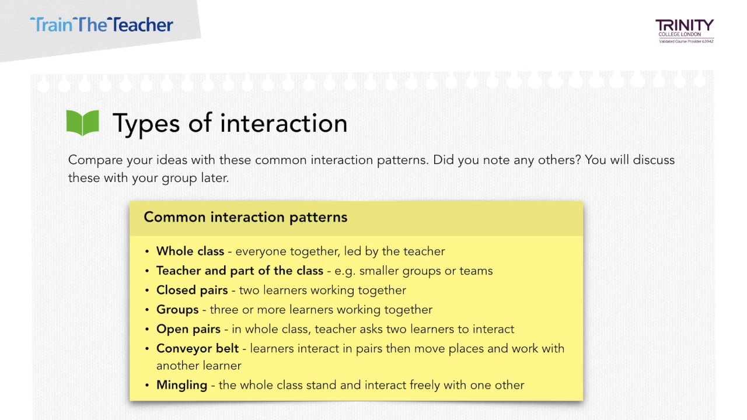Open pairs, in whole class, teacher asks two learners to interact. Conveyor belt, learners interact in pairs, then move places and work with another learner. Mingling, the whole class stand and interact freely with each other.